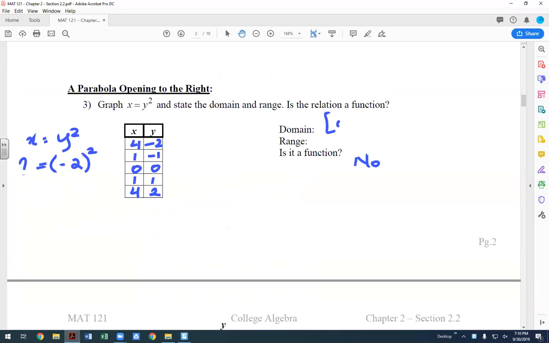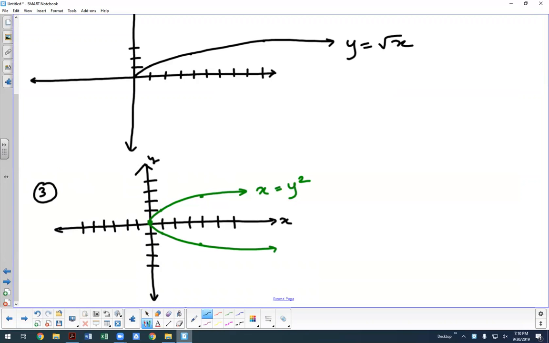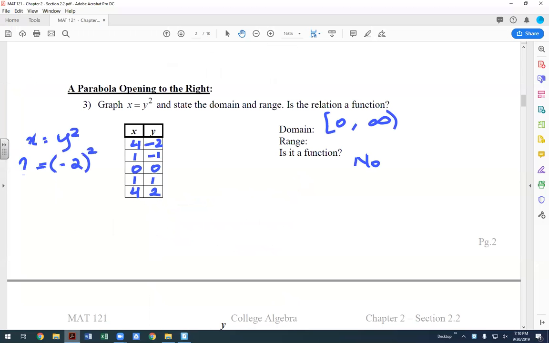So 0 to infinity, and what can you say about the range, the y value? Yeah, because as this arm goes to the right, it's going to keep going down towards negative infinity. As this arm goes to the right, it will also go up, which means it's heading towards positive infinity. So in this case, you will have a range that goes from negative infinity to positive infinity.